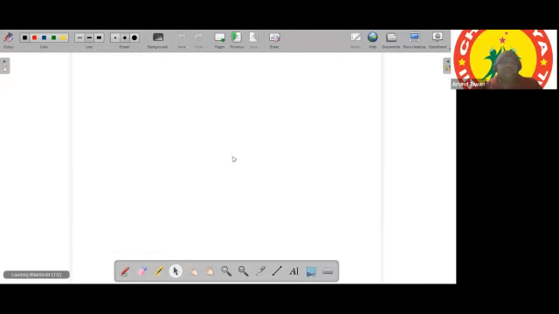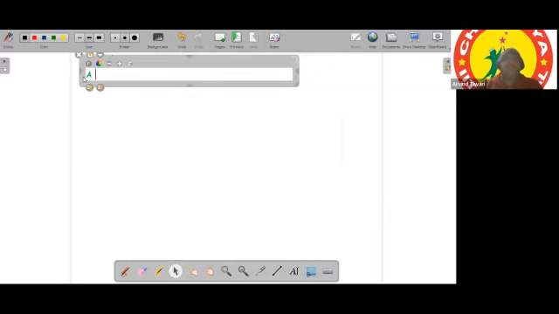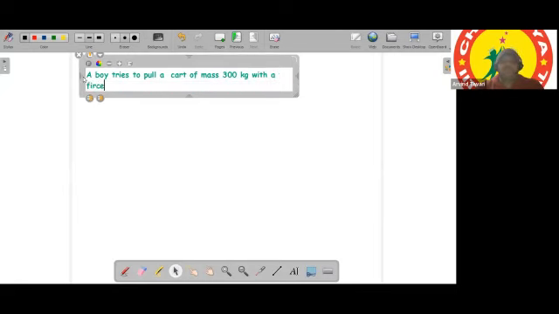Okay, let's see another question. A boy tries to pull a cart of mass 300 kilogram with a force of 500 Newton. So you have to tell what will be the acceleration.